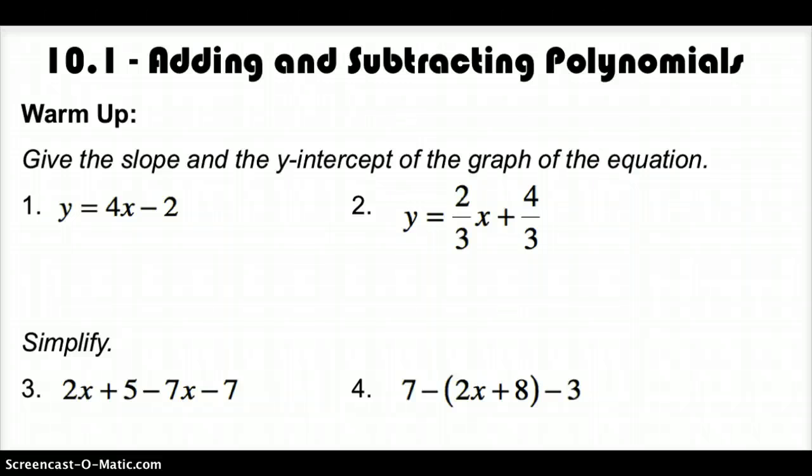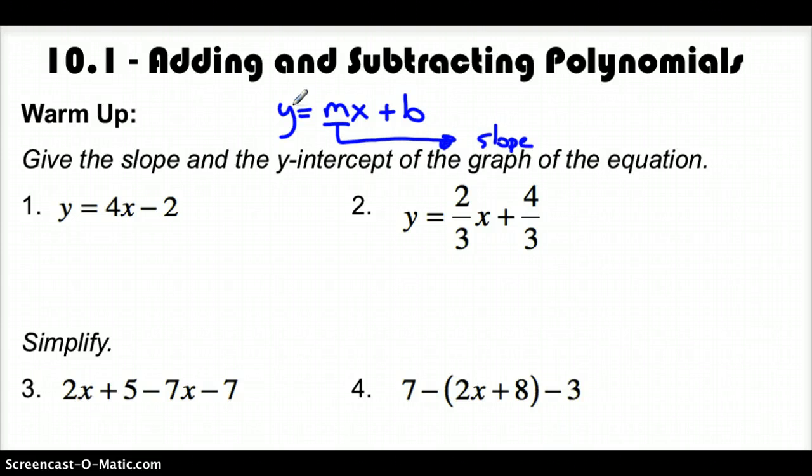need to move forward. So the first thing I want to look at is some stuff in slope-intercept form. So it says give the slope and the y-intercept of the graph of the equation. Okay, it looks like both of these are solved for y. Okay, remember that slope-intercept form is just y equals mx plus b, where m here is the slope, okay, and where b is the y-intercept.